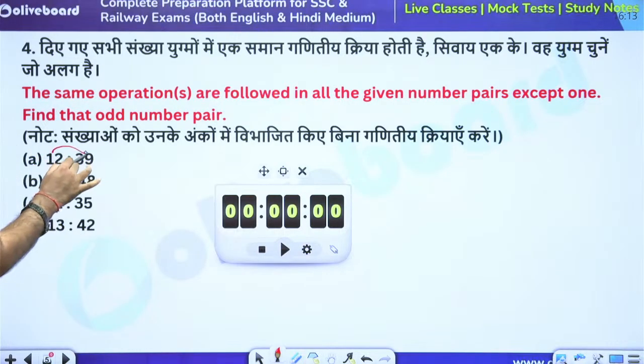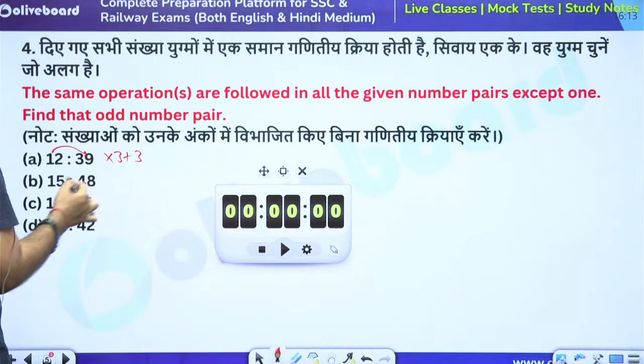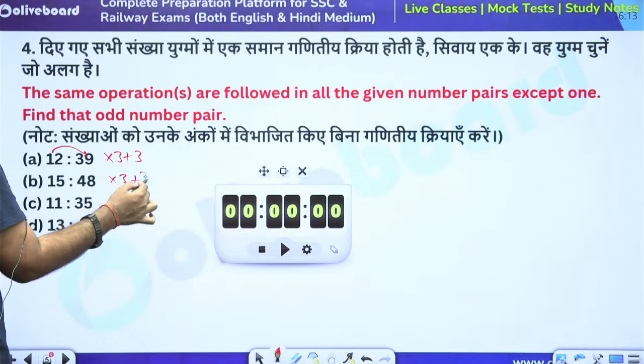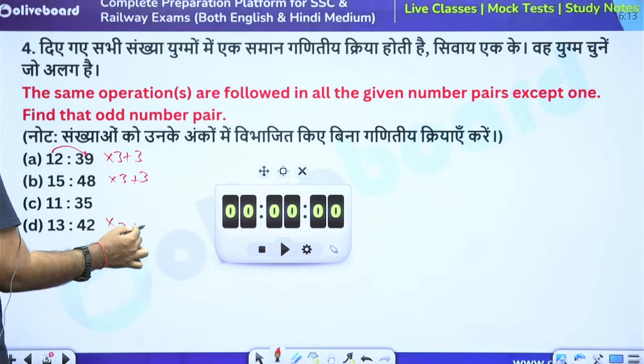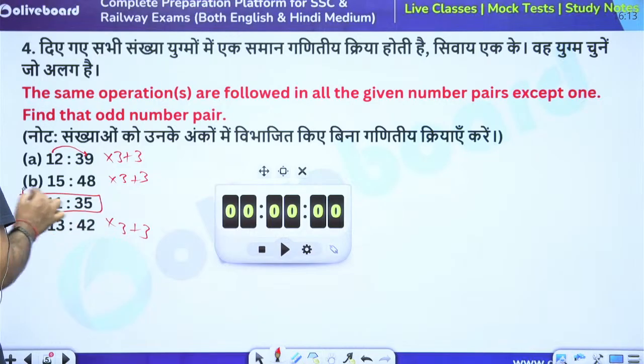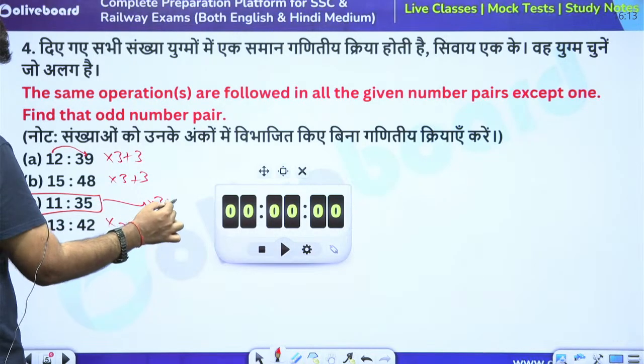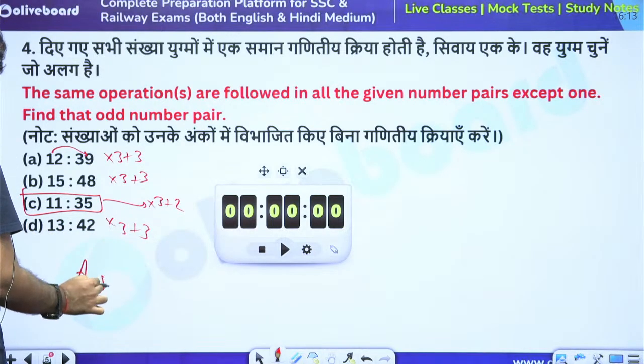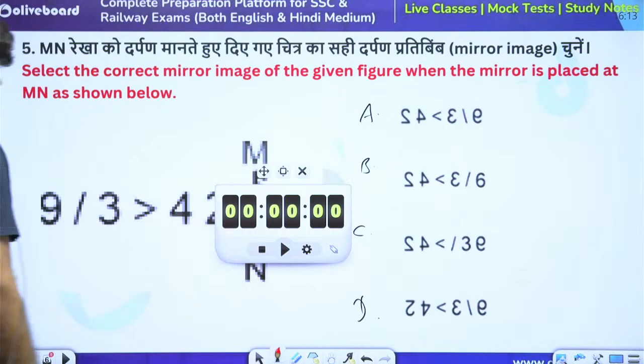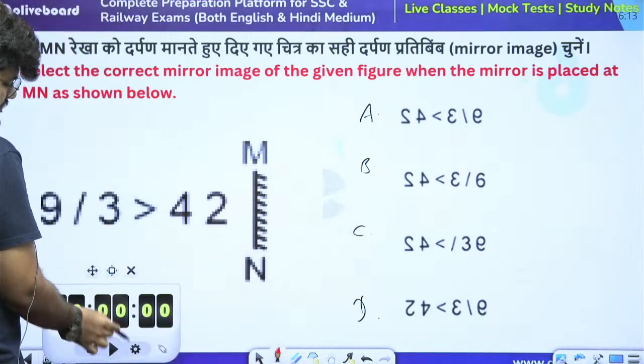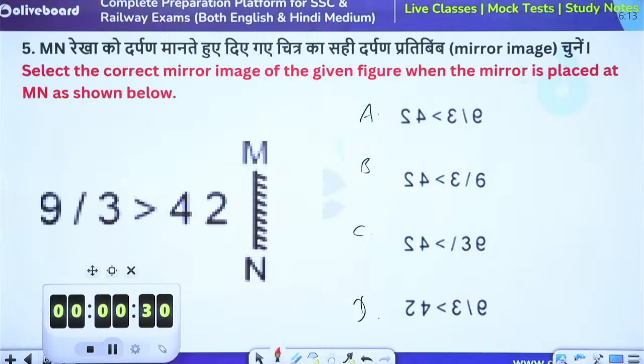Okay, now 12 to 39 is into 3 plus 3. Again same, into 3 plus 3. Again same, into 3 plus 3, but this is not correct, not following. This is into 3 plus 2. So option C is the odd one out. Easy. Next. Correct.